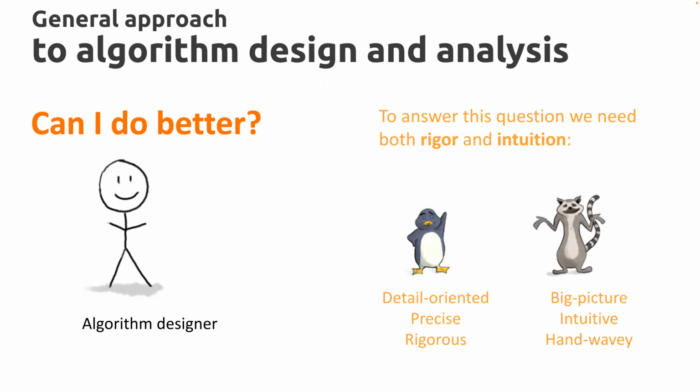And to answer this question, we talked about needing both rigor and intuition. We need to be careful about how we analyze the correctness of algorithms, but we also need intuition. A lot of times to come up with an algorithm, you need to think at a high level, how would I do it? And you start there.